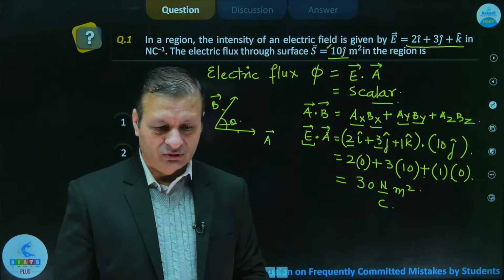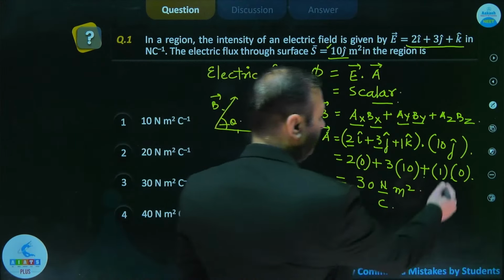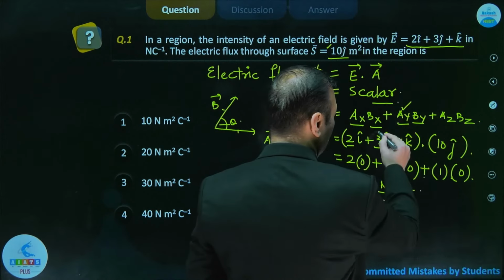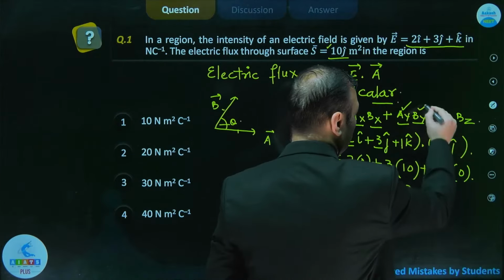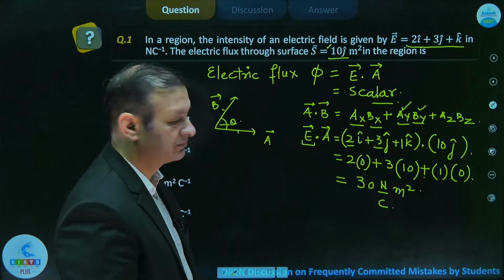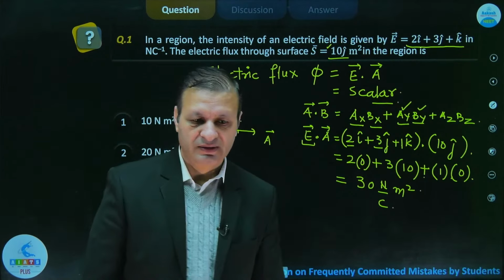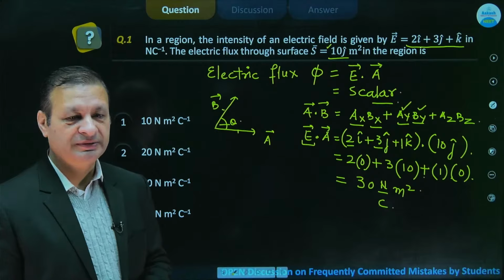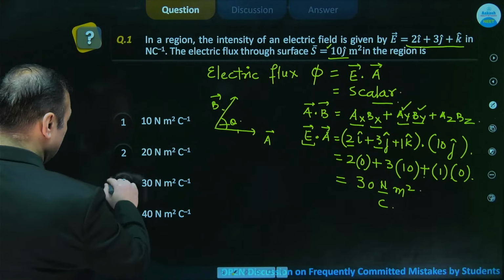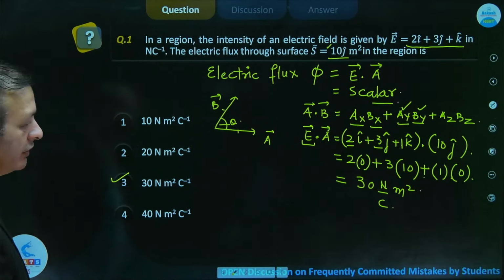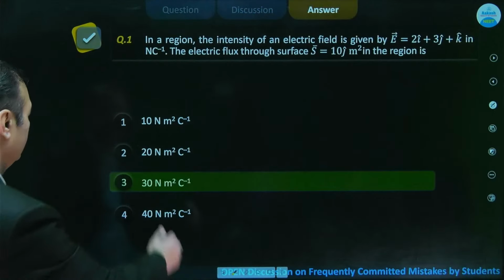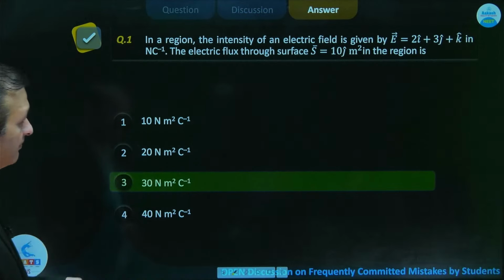Yash Raj, sir, what about the 10 j cap? अरे 10 j cap ही तो हम लोगों ने यूज किया बेटा. What is this? AY is what? 3. BY is what? 10. You got it or not? Now any doubt from this part? So we got the answer as 30 Newton meter square per coulomb. So let's verify it. Yes, so this is perfectly fine.